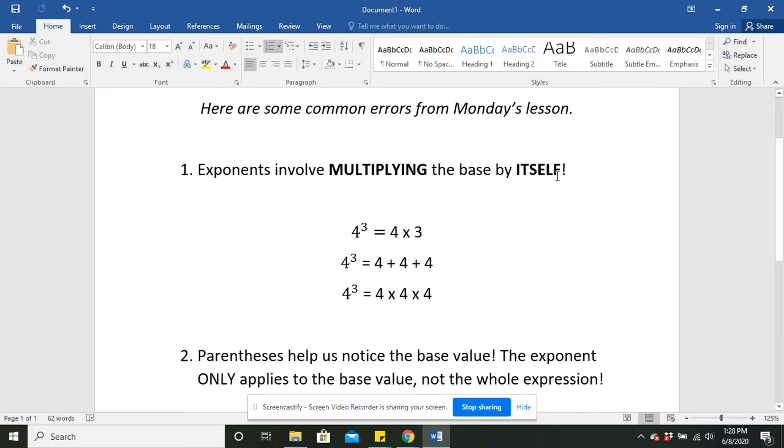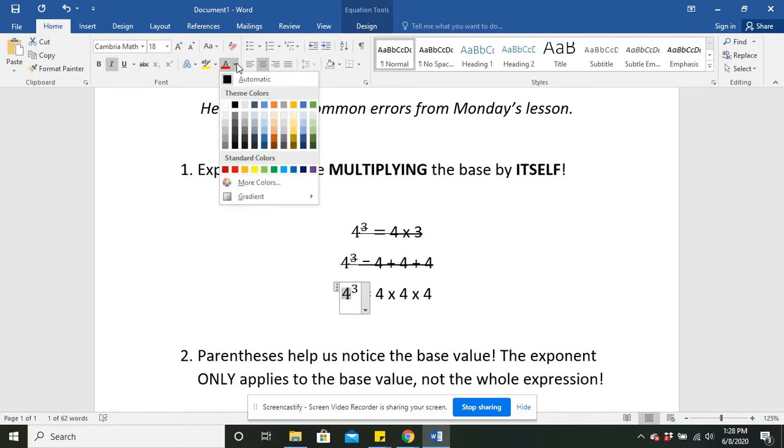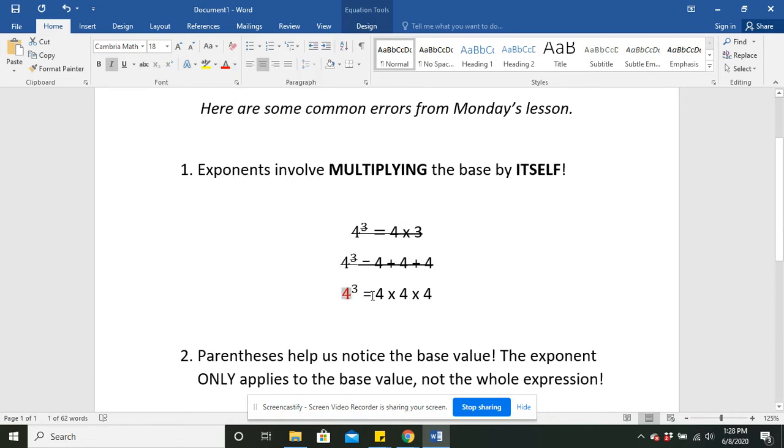Because we know that exponents ask us to multiply the base by itself, that means that this first option would be incorrect. This second option would be incorrect. And that this final option, which has 4, and I'm just going to point out this is our base, that we're multiplying the base by itself 3 times because 3 is the exponent.